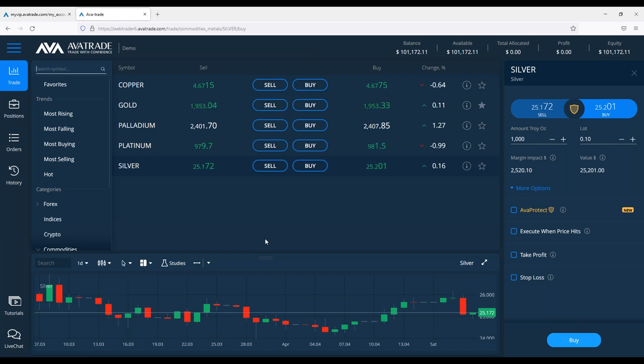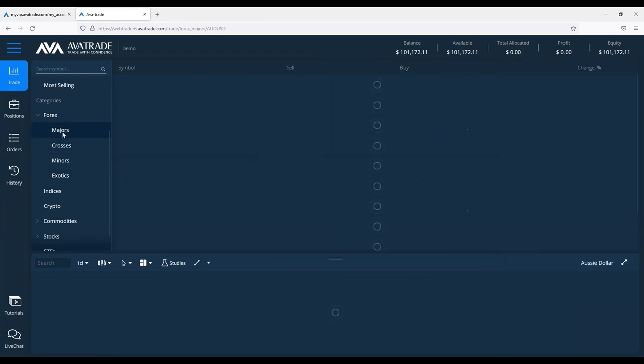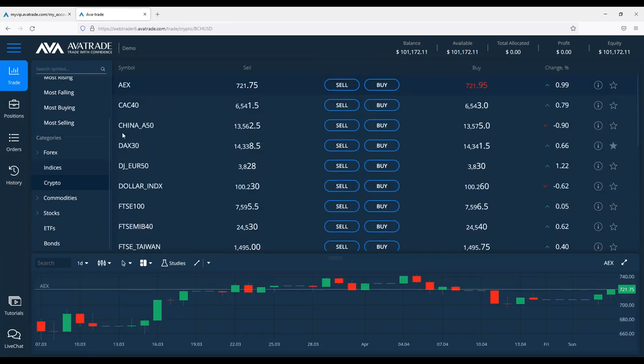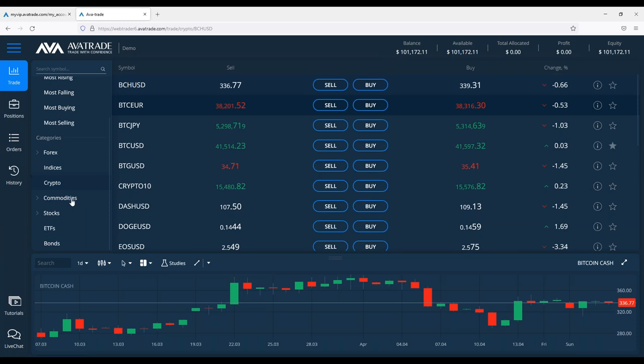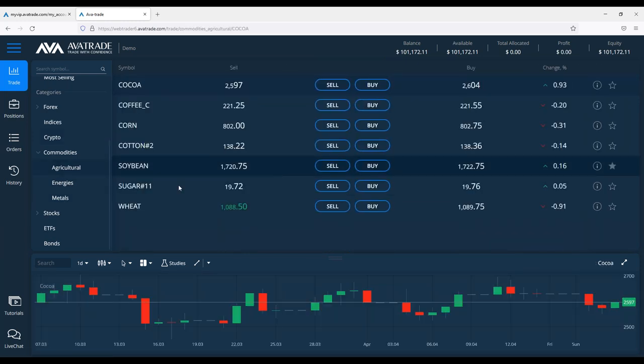Okay, now, what we looked at just a minute ago was soybean, if I'm not mistaken. And to get to soybean, I have to either type soybean down here and click it and it will appear, or I can search through the categories. Now, as you can see here, we have favorites, hot, most rising, etc. Categories, right? Forex, if I click here, I see another subcategory with majors and crosses and very interesting things. And then we have indices and we have cryptos, which are the aliens of the past decade. We also have agriculture, energies and metals.